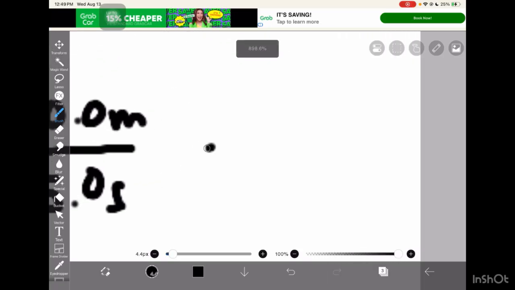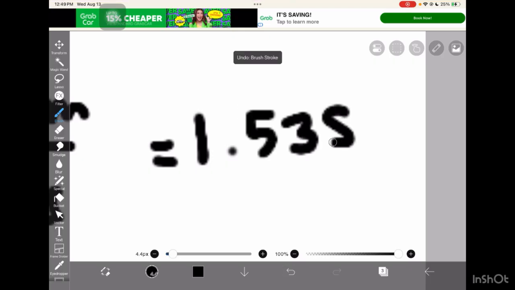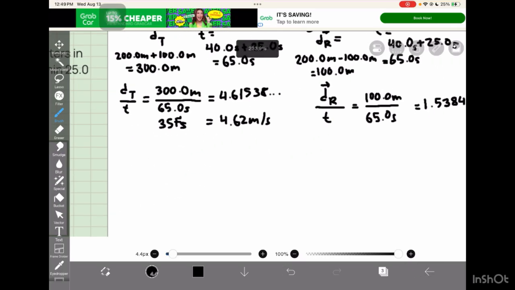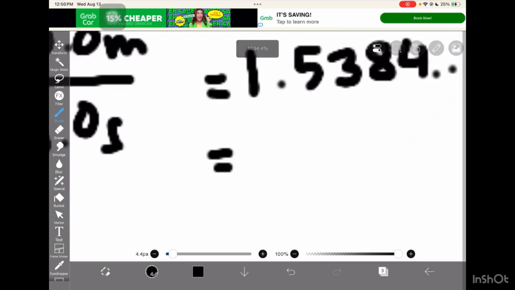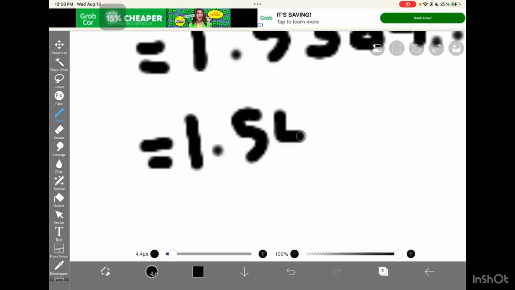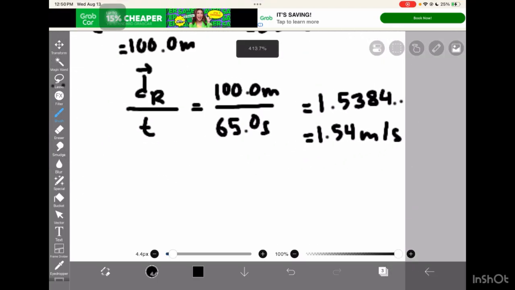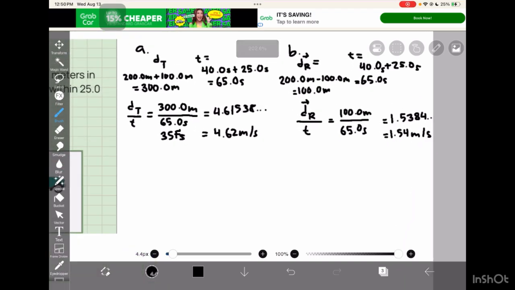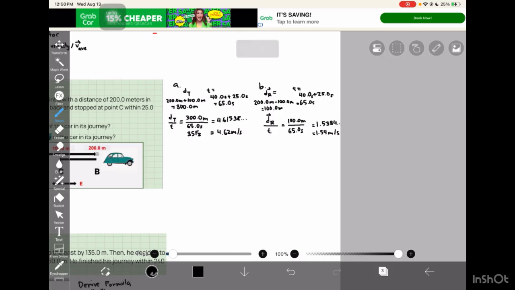That's equal to 1.5384... But following 3 SFs, because it's almost the same case over here, we get a value of 1.54 rounded off meters per second. So that's your velocity, and this is your speed on the left. Okay, that's the simple bit. Yeah, it's already a bit overwhelming, but that's the simple bit.